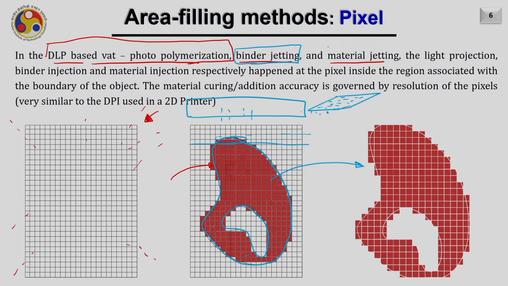Like I said, in a similar fashion it happens in material jetting. So, filling the area inside the contours we obtained through slicing is quite easy in the case of material jetting, binder jetting and DLP based wet photopolymerization. It is governed by the method of pixels.